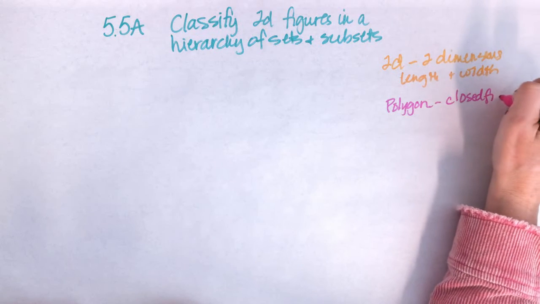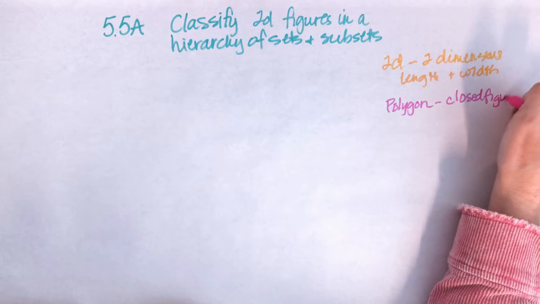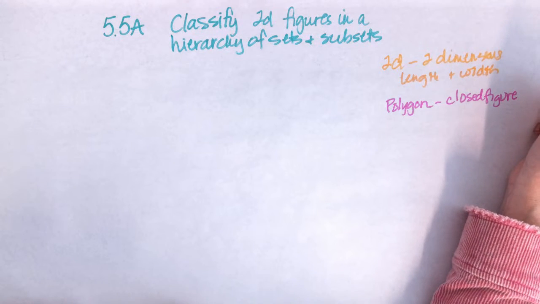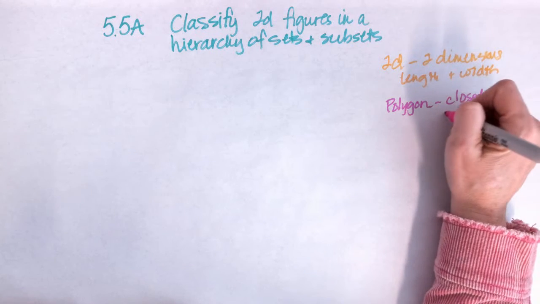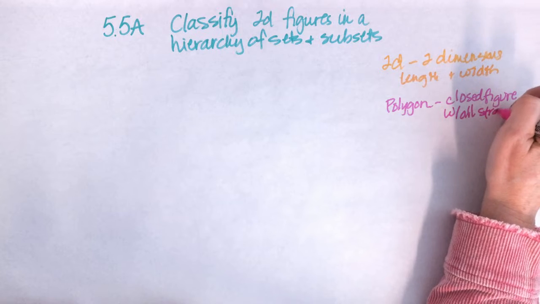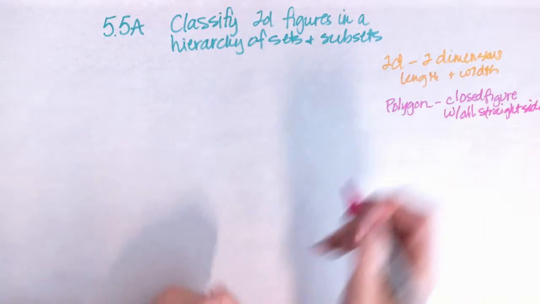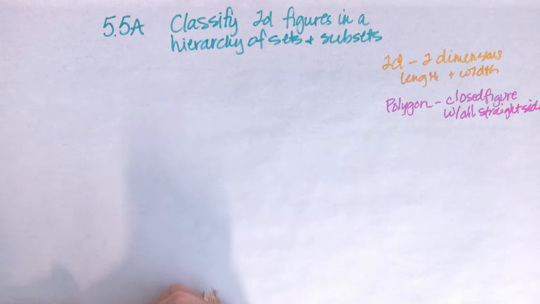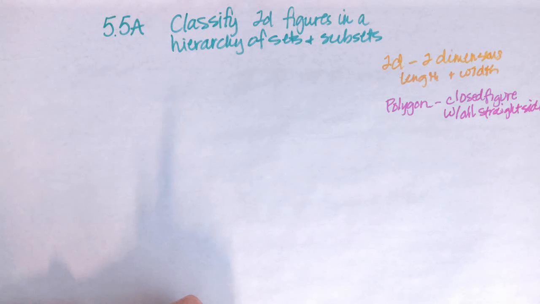So this would be a good Frayer model activity. They can put a definition, they can give you an example, and they can give you a non-example, and then some pictures of polygons. So it's a closed figure with all straight sides. Okay, so that means it could be triangles, we could be talking about quadrilaterals, we could be talking about any number of sides as long as they're all straight and it's closed.